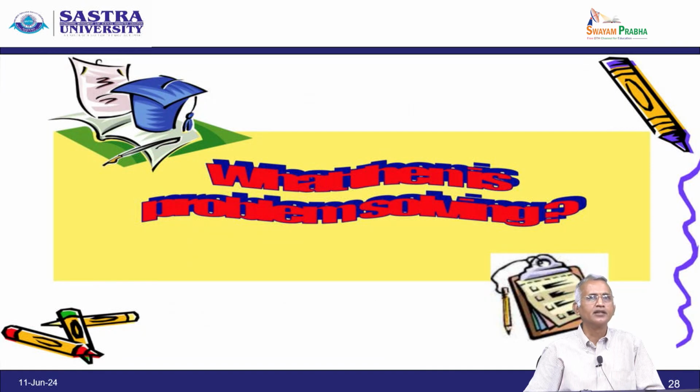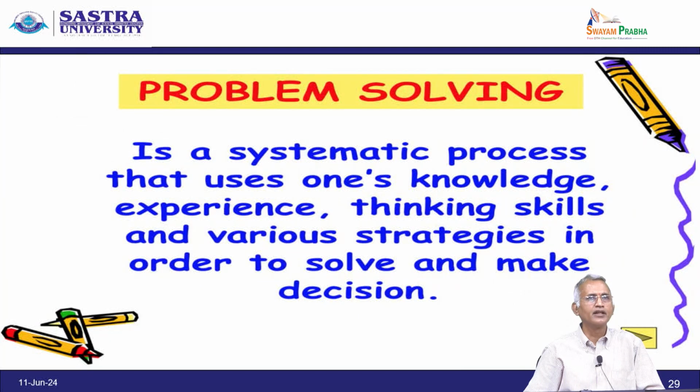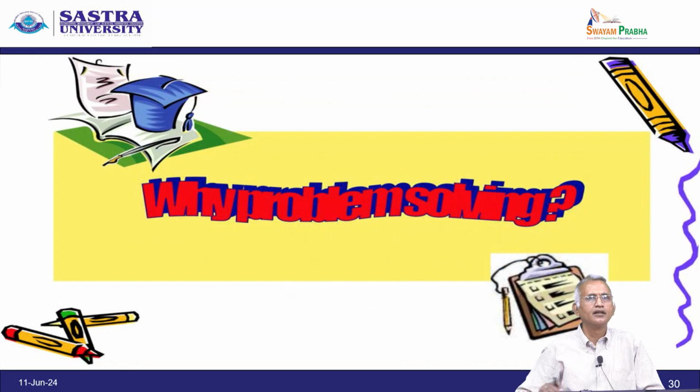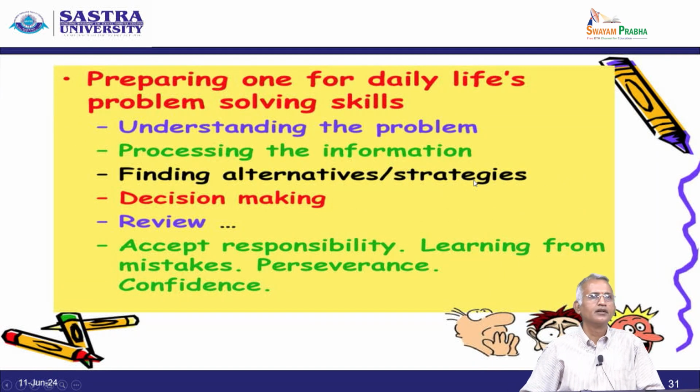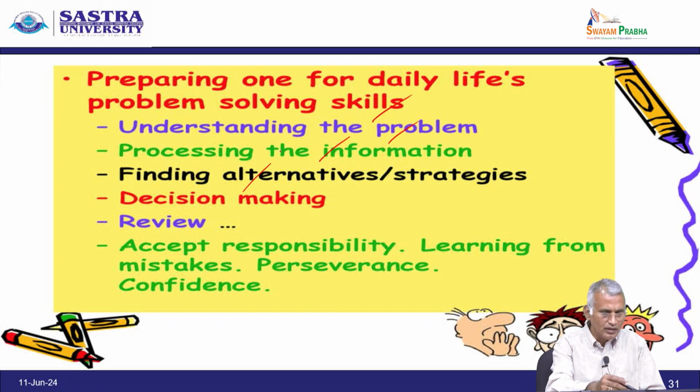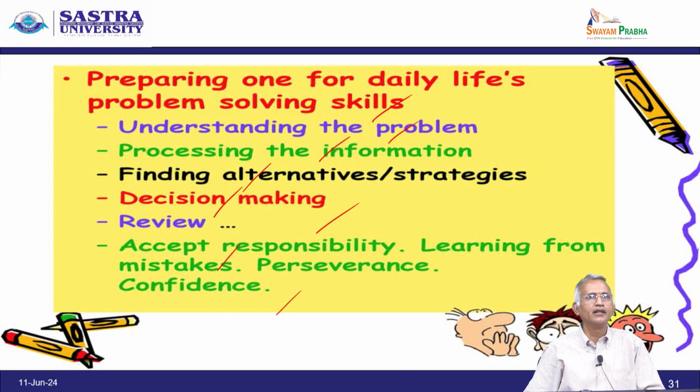And what then is problem solving? Problem solving is a systematic process that uses one's knowledge, experience, thinking skills and various strategies in order to solve and make a decision. So, why problem solving? Preparing one for daily life's problem solving skills: understand the problem, process the information, find alternatives and strategies, and decision making is most important. Review the problem and review the concept once again, accept responsibility, learn from mistakes, with perseverance and confidence. These are all preparing one for daily life's problem solving skills.